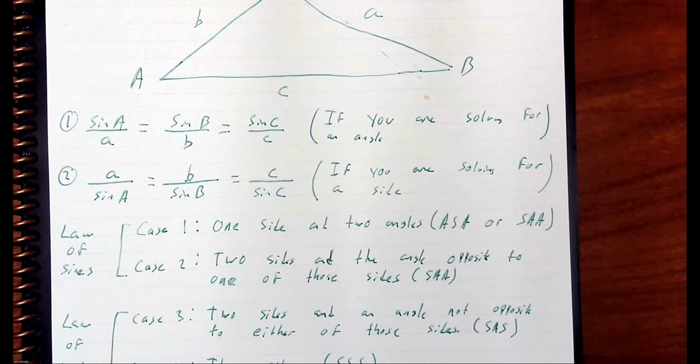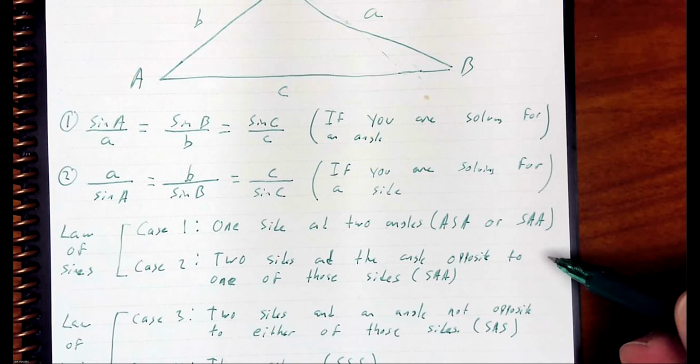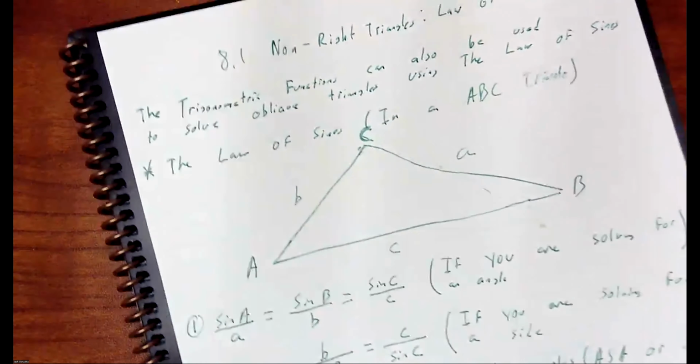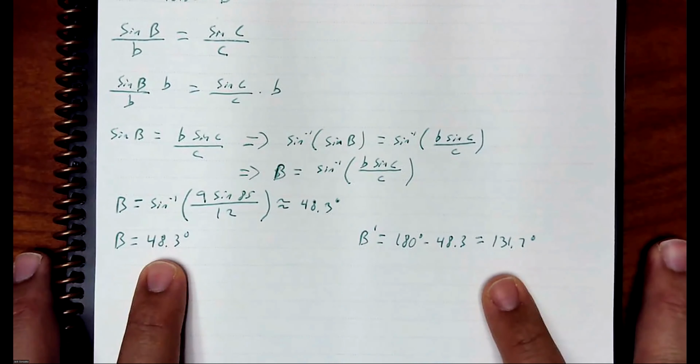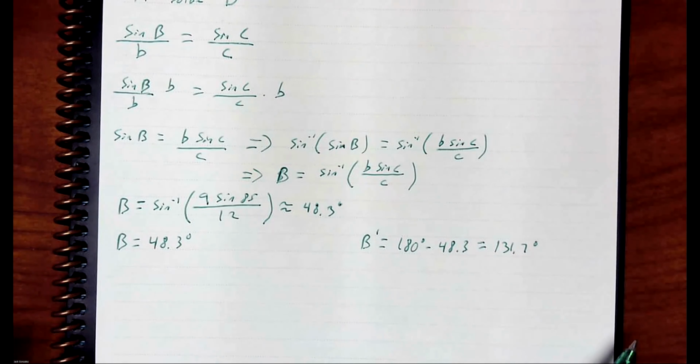As long as it's case 2, then you could have 1, 2, or none. If it's case 1, you will have 1 triangle. Okay, so case two is the one we don't know. So let me show you how to test. So case two, this nonsense happens. So this is how you test.